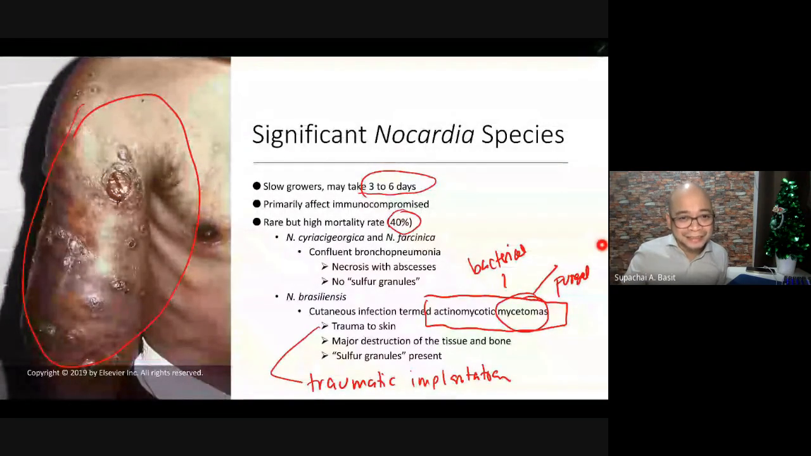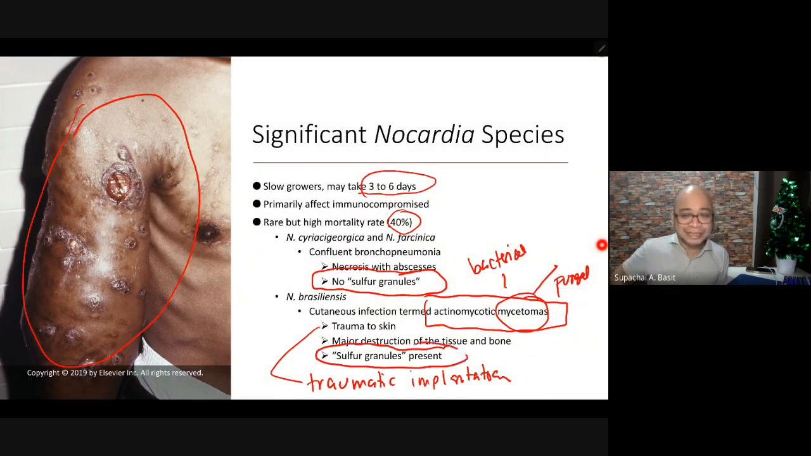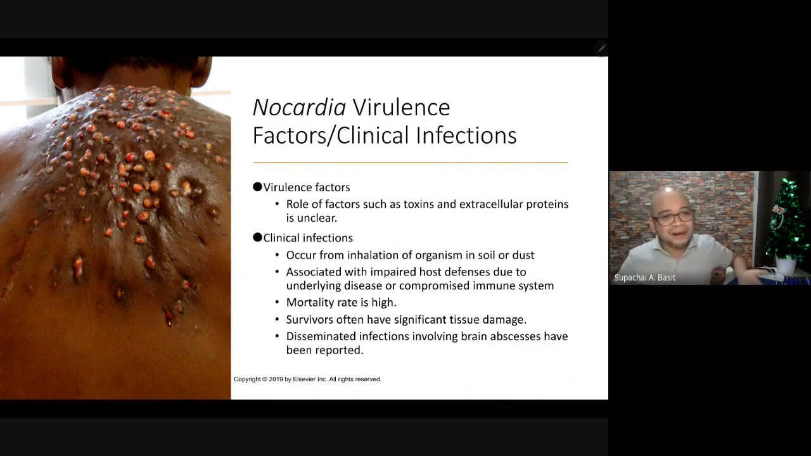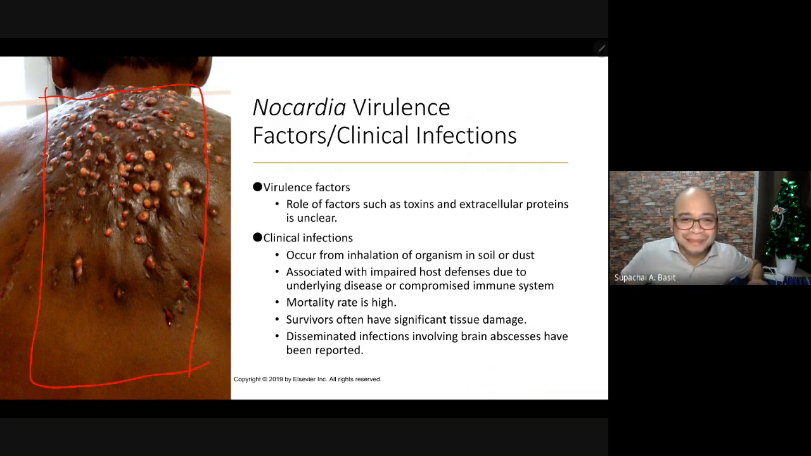So what's the difference? For bronchopneumonia, you will not be able to see sulfur granules. But for actinomycotic mycetoma, you'll be able to see sulfur granules. So this would be the basic difference. Okay? So let's talk about the virulence factor. Another illustration here of actinomycotic mycetoma. I'm so sorry to ruin your lunch.